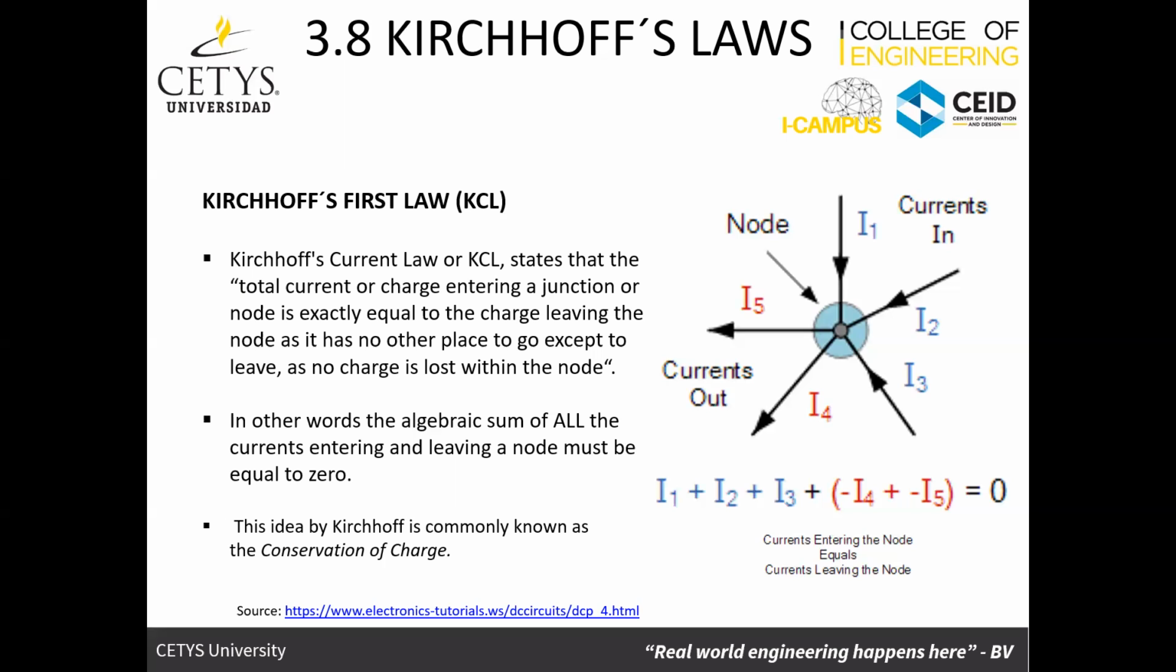In reality, by the way, there might be some loss of current due to some heating characteristics of certain elements that can make current go down or diminish. But even in those cases, the current that goes into a node has to be equal to the current that goes out of the node.